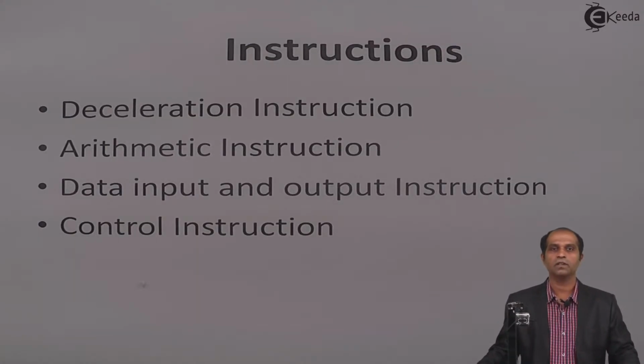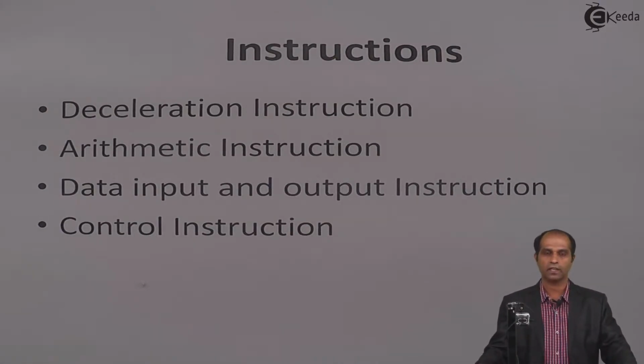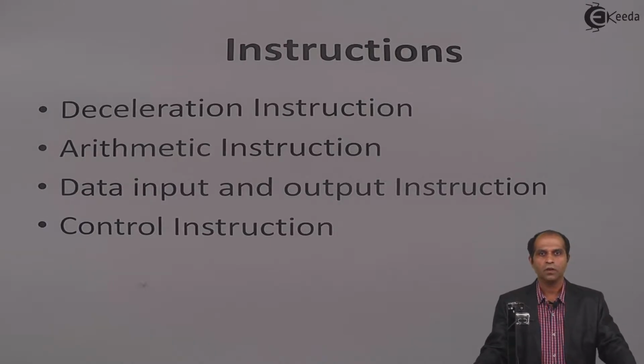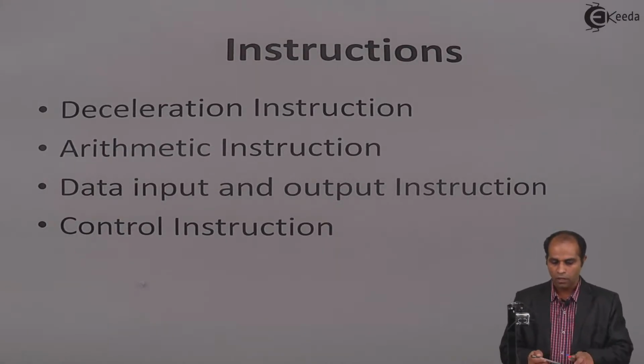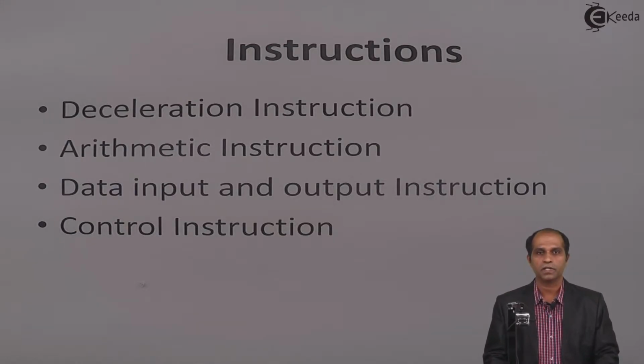Let us now start with instructions. As we have seen, a program is a collection of instructions. Whenever we write a C program, it will have different types of instructions. The basic classification of instructions is done as follows. We have four different types of instructions in C language.